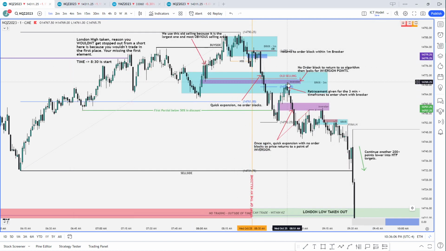Market structure shift, inversion point. There's no order block within 50%. Here you have another inversion, no order block, quick expansion. So we turn into inversion, which is within 50% here.